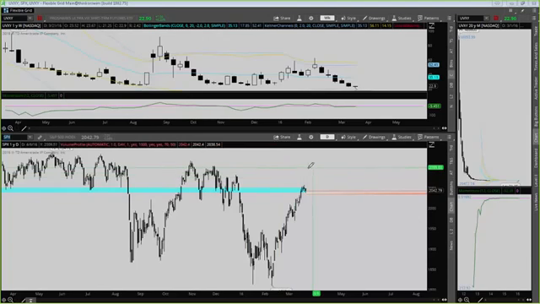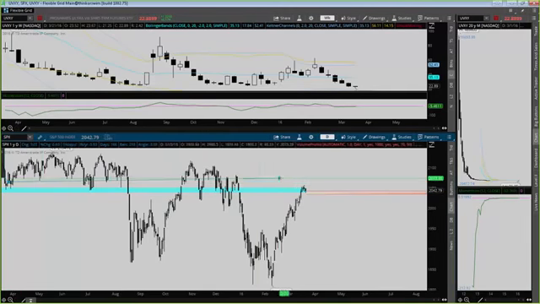I don't have the 200-day moving average on here, but it has been following something like this here, and I could probably just add it real quick.